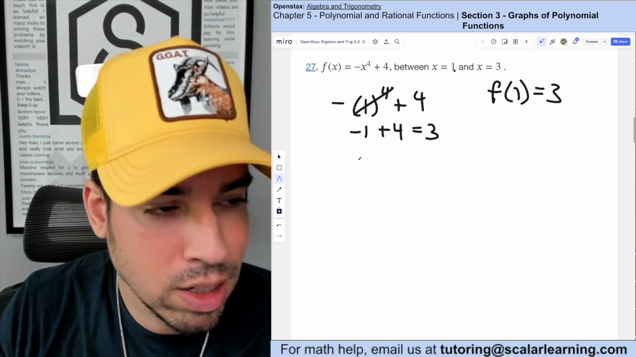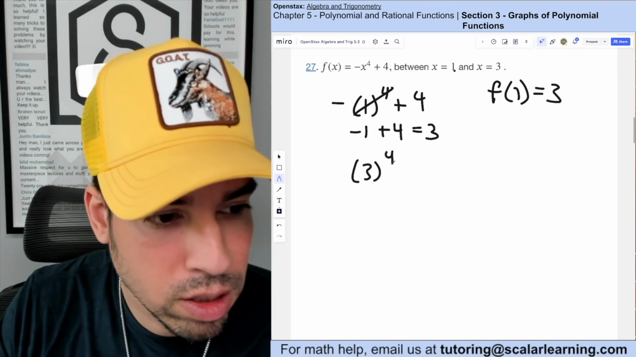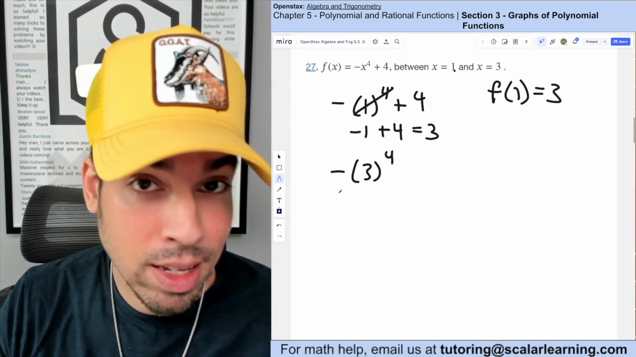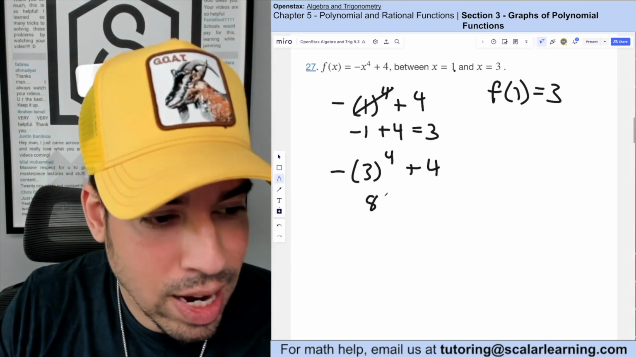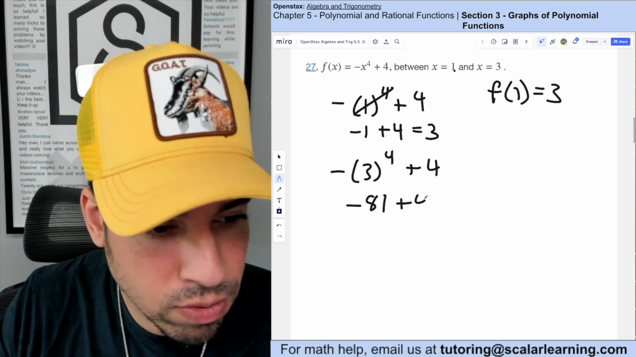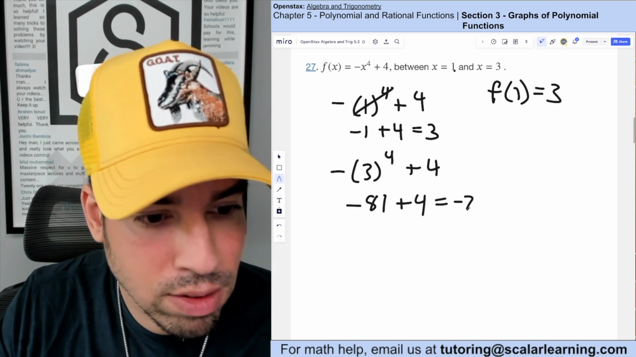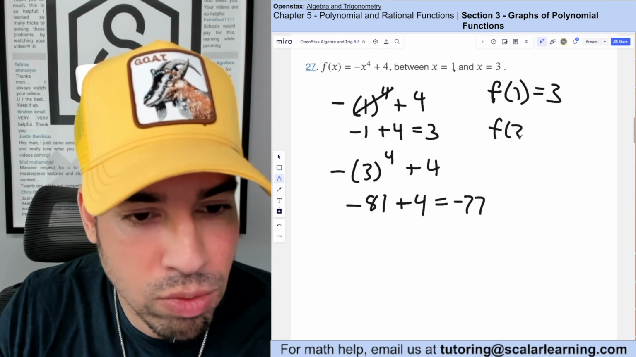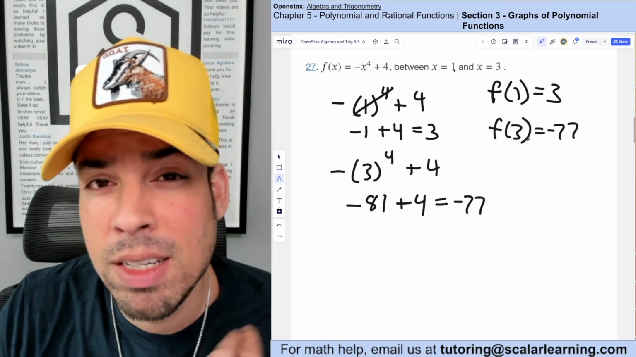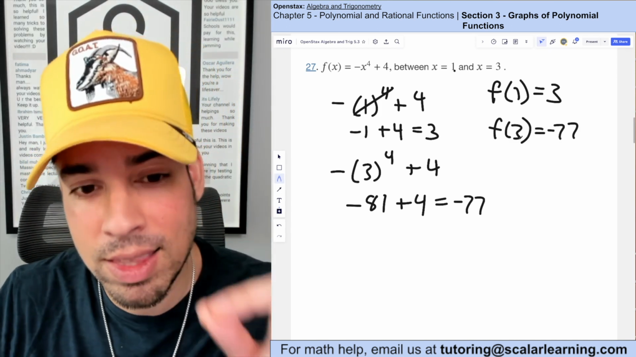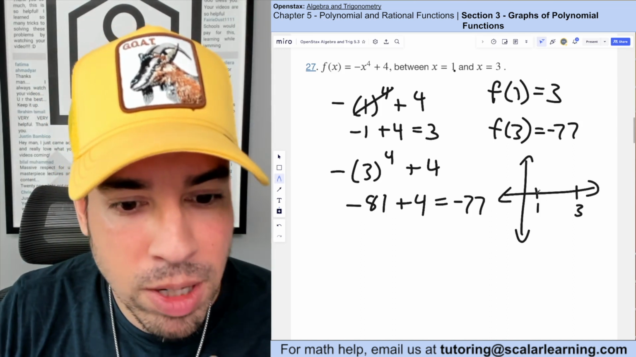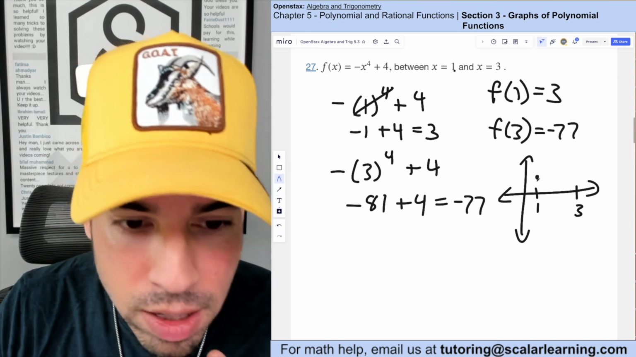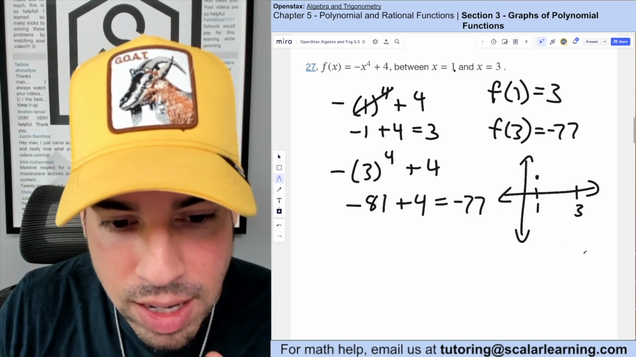Then here we plug in 3. We get 3 to the 4th, and then that negative's added on at the end again, plus 4. So that 3 to the 4th is 81 with a negative plus 4 gives us negative 77. So f of 3 is negative 77. Again, because of the sign change, we know there has to be at least 1 0 from 1 to 3. And we can illustrate that by showing that f of 1 is up here at positive 3. F of 3 is down here at negative 77.